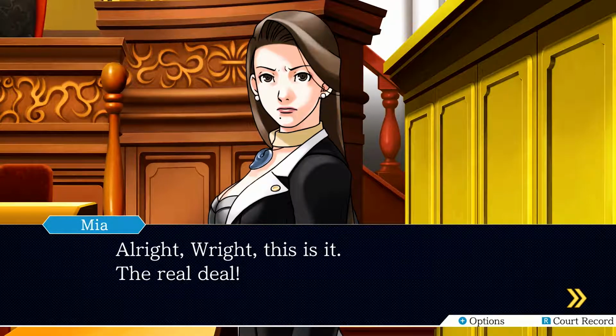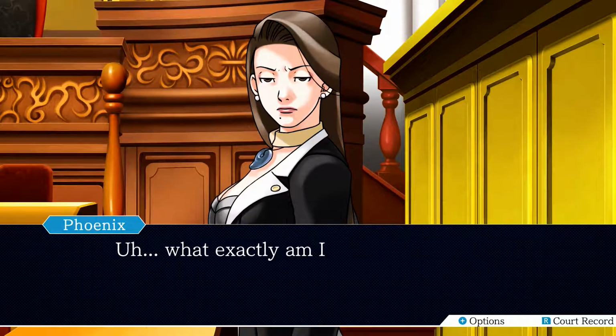I love that the implication is that he does not understand what a cross-examination is. He didn't go to lawyer school. He didn't go to no fancy lawyer school. He is an ace attorney. All right. I don't question him. All right, this is it. The real deal. You're in the big leagues now, buddy.